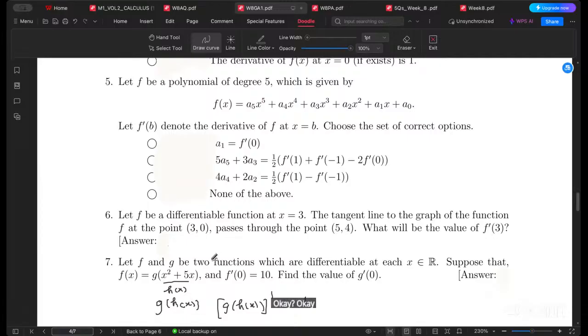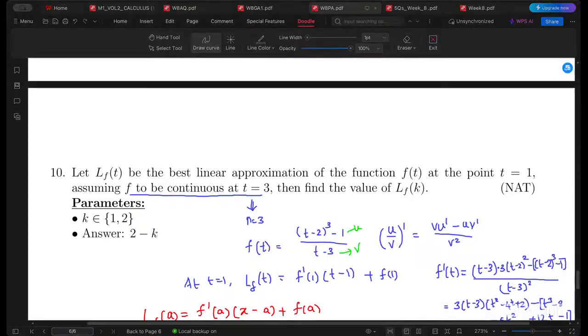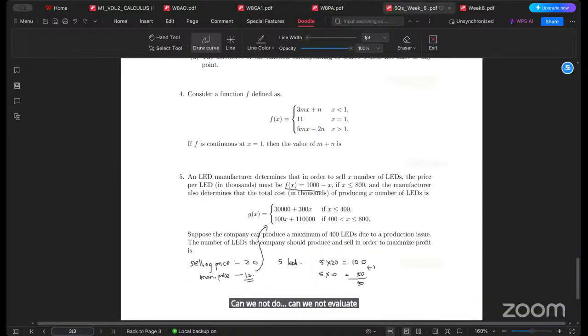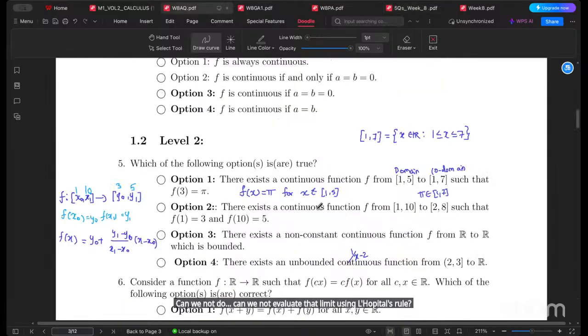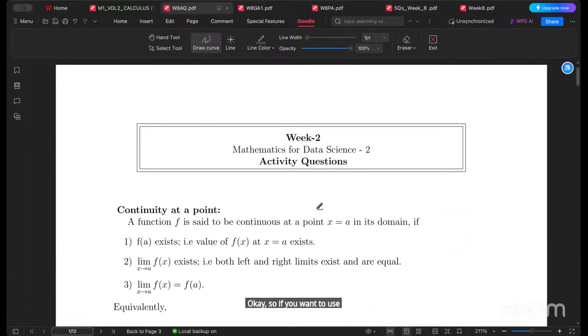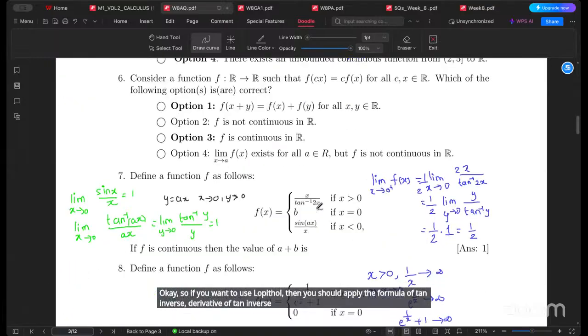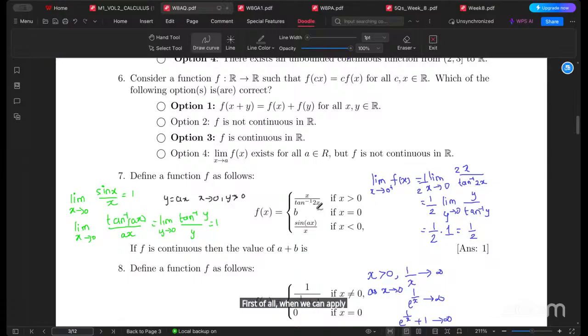Okay. Any other questions? Ma'am, in the question where you discussed that the limit of x tends to 0, x by tan inverse x is 1, can we not evaluate that limit using L'Hopital's rule? Okay, so if you want to use L'Hopital, then you should apply the formula for the derivative of tan inverse of x. First of all, we can apply L'Hopital when we have an indeterminate form. So first here we have to check whether we are getting an indeterminate form.